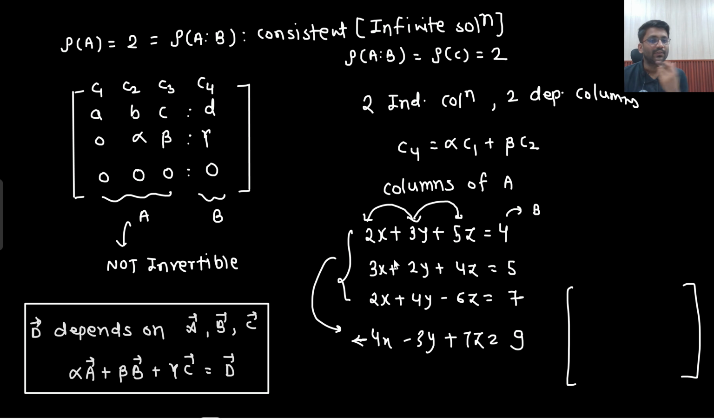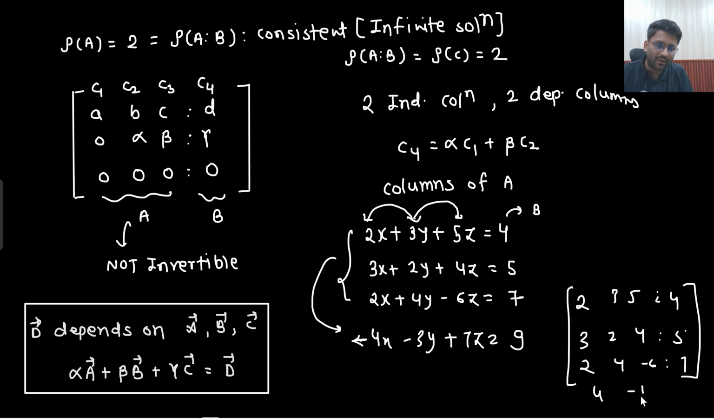Sir, why is that so? When we study about the span in the next lecture, it will be clear to you. Someone may raise a doubt. Someone would say, sir, what if I write down 4 equations? Then here I will get 2, 3, 5, 4; 3, 2, 4, 5; 2, 4, minus 6, 7; and 4, minus 3, 7, 9. So now the rank could be 4.